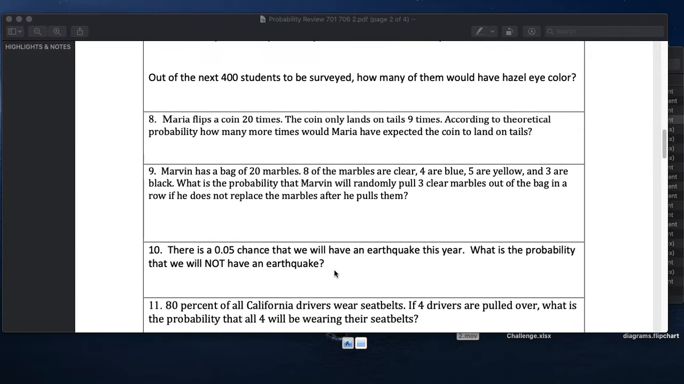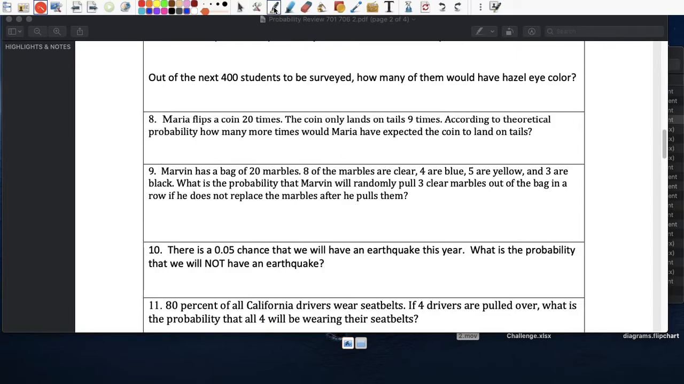Maria flips the coin 20 times. The coin lands on tails 9 times. According to the theoretical probability, how many more times would Maria have expected to land on tails? Well, theoretically, before she flipped the coin, the probability of landing on tails is one half. We multiply that by 20, so she was expecting 10 of them to land on tails.